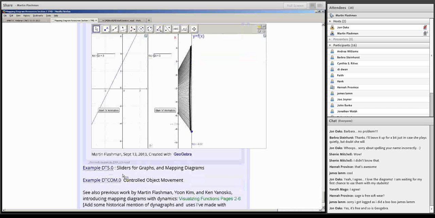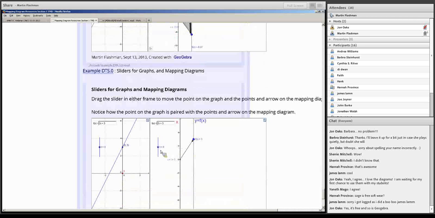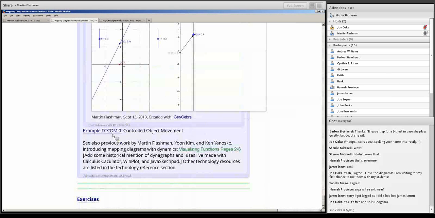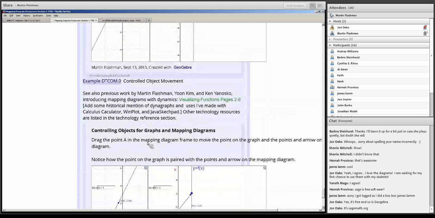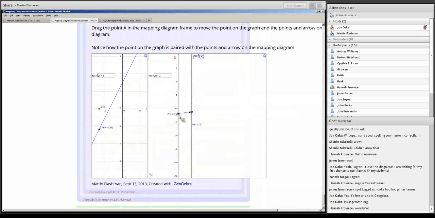You can also use sliders. I have a slider example here. Here's a slider where it moves up with a slider, and again you can use the slider to move up and down. And finally, I have an example here where you just grab the object itself and move it up and down like this. Now, one of the features in each one of these, you might notice, is that the function is actually changeable.